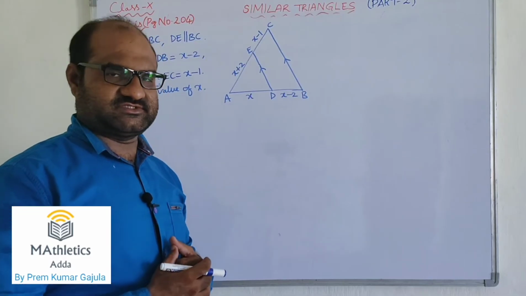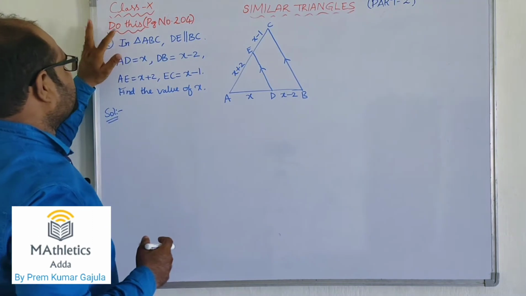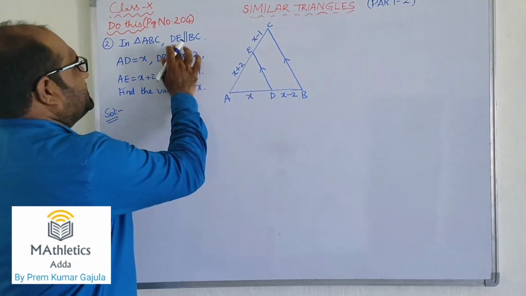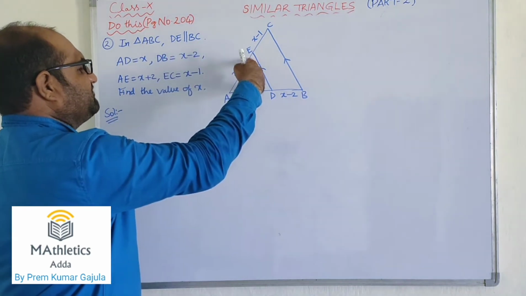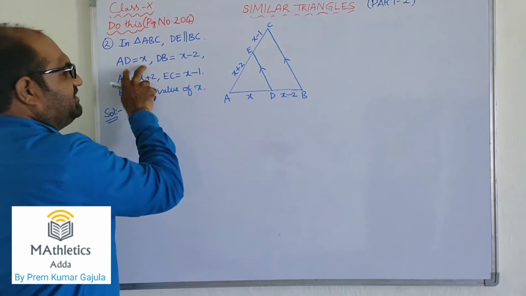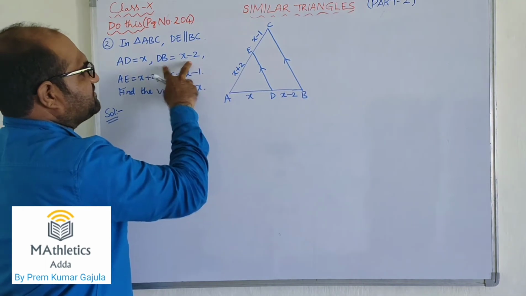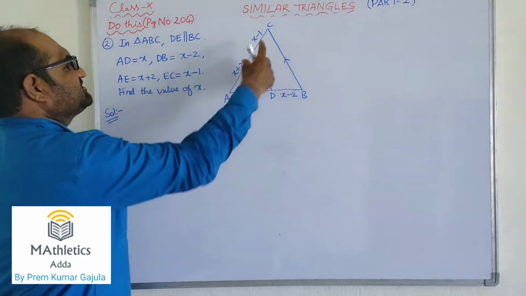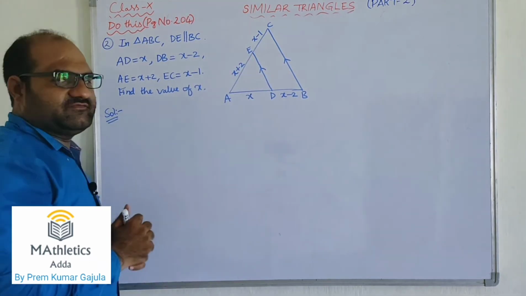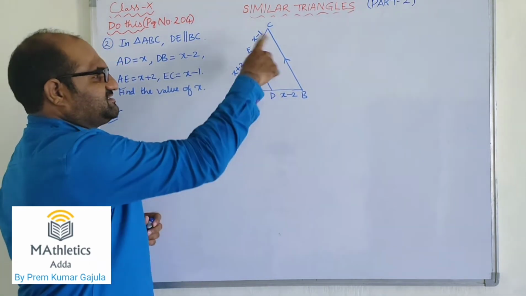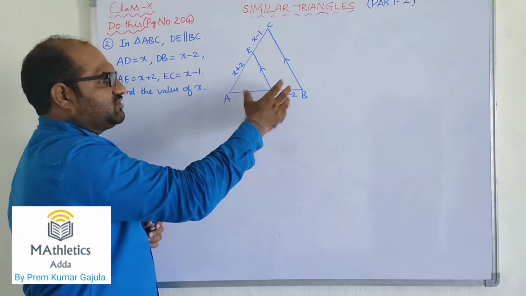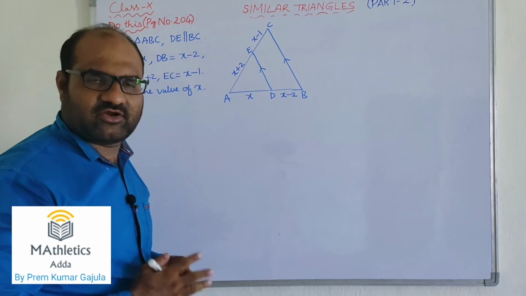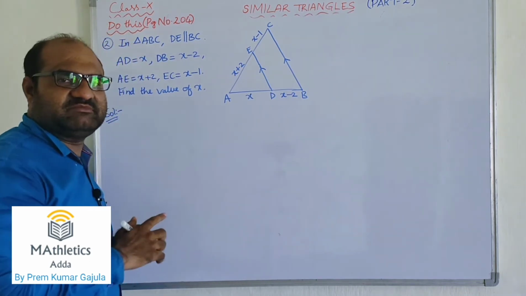Now let us look at the next question. Same as this, page number 204, second question. In triangle ABC, DE is parallel to BC. This DE is given as parallel to BC. AD value is given x, DB value is given x minus 2, AE value is given x plus 2 and EC value is given as x minus 1. Find the value of x. We know that in a triangle, if any line is drawn parallel to one side, then it should divide the other two sides in the same ratio according to BPT theorem. So we are going to apply the same BPT theorem here.